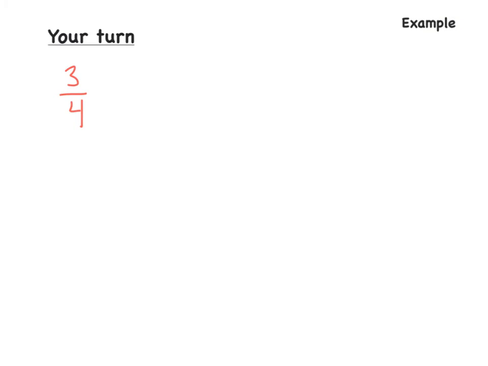Alright, so now it's your turn. What I want you to do is to pause the video, try this one, create the terminating decimal, unpause the video when you're ready to see what I have done. Okay, so remember we're going to set up long division. So we have our house. Inside the house goes the numerator, or the top one. On the bottom, the denominator, goes on the outside.